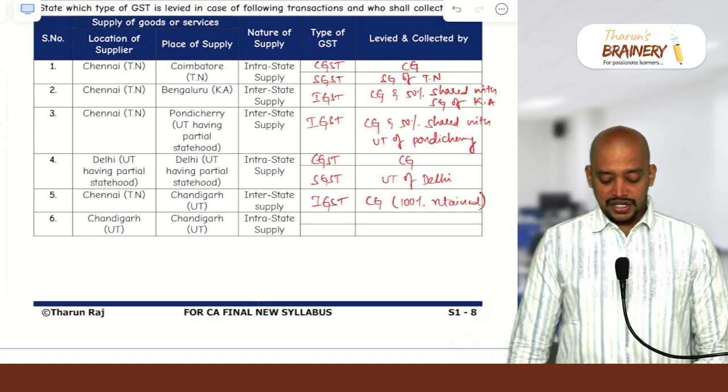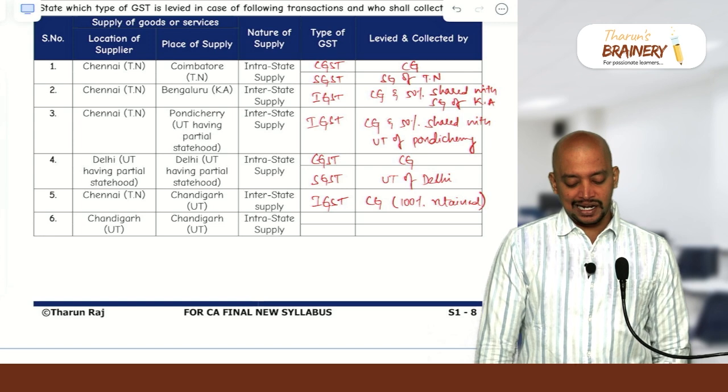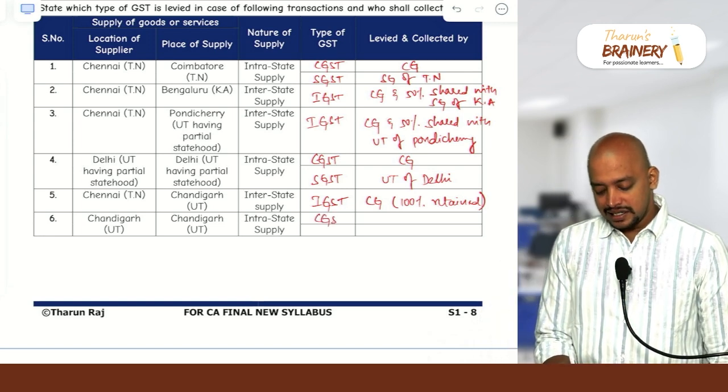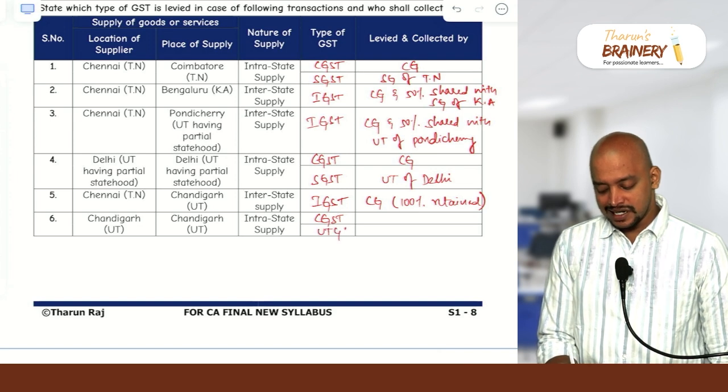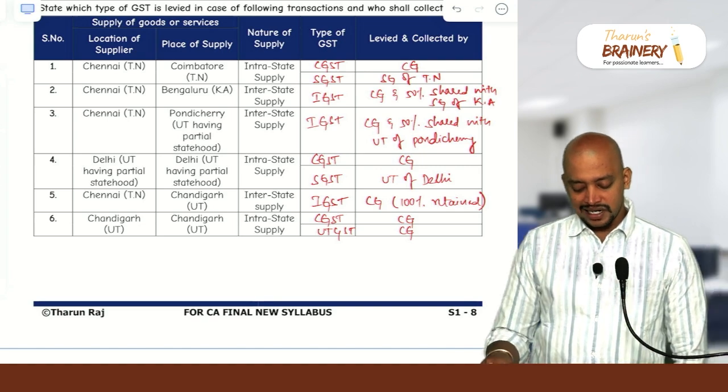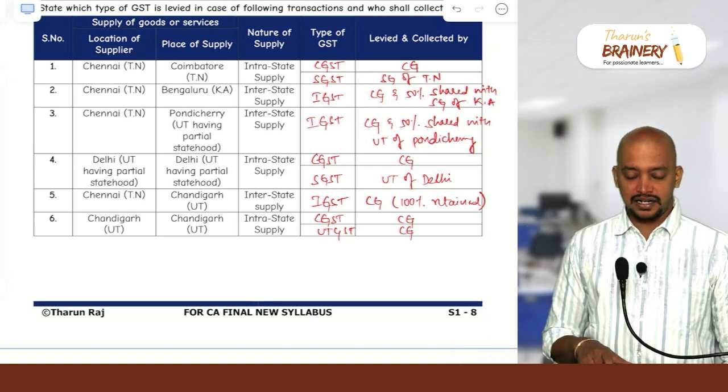Then 6, location of supplier Chandigarh, place of supply Chandigarh, intra-state supply. So type of GST? CGST, UTGST. CGST levied and collected by the central government, UTGST also levied and collected by the central government.